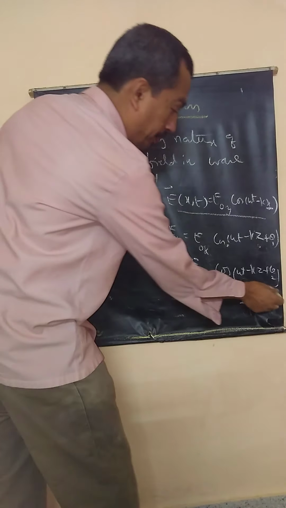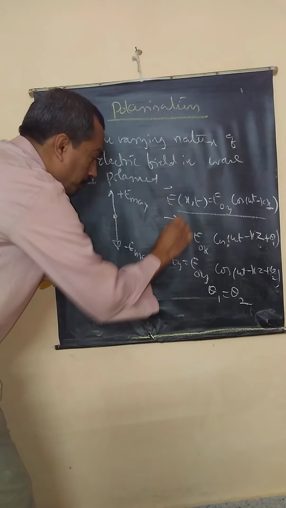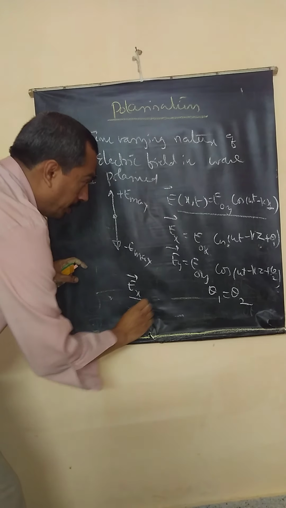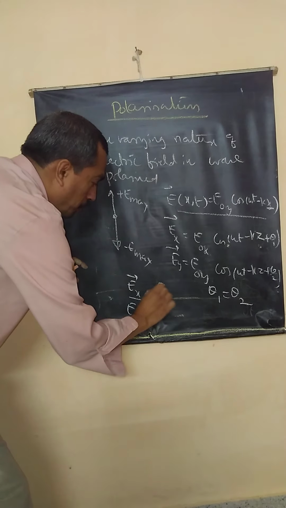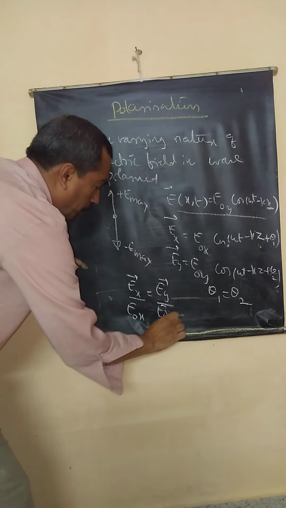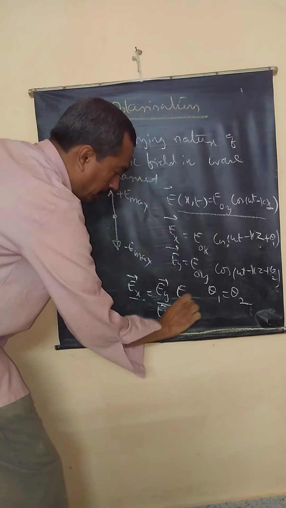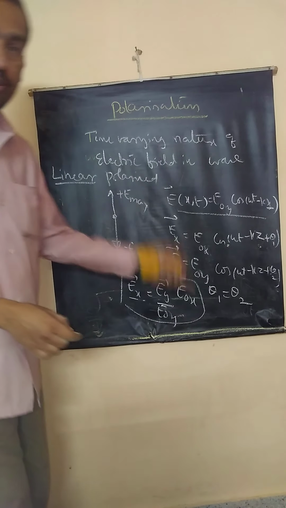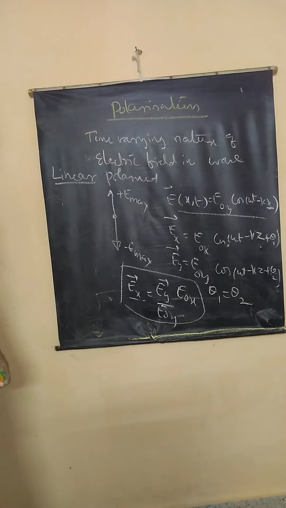Now, please see this. Theta and theta are same. So, now take the ratio. See here, Ex by E naught x will be equal to Ey by E naught y. Correct? Now, cross multiply this here, E naught x. This is the equation of a straight line, y is equal to mx plus c. Correct? So, this is a linearly polarized light electromagnetic wave.